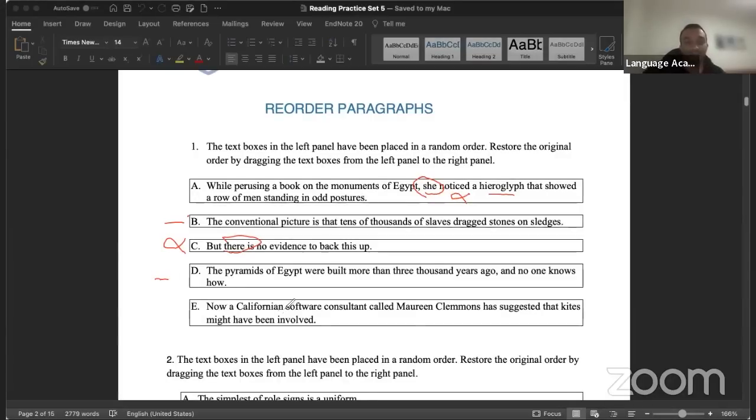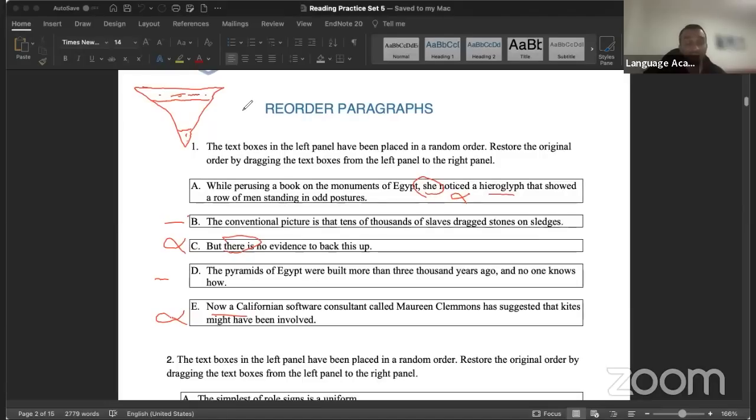Then he's saying now a Californian software consultant called Maureen Clemens has suggested that kites might have been involved. Now what? That means you need some more information. So it can't be my first one. Remember one thing, I think I've mentioned this in the strategy class as well. Always consider in your reorder paragraph this pyramid, okay? Generic information will come first and specific information will come later. So first he will generally say stuff and then he will specify that, okay?